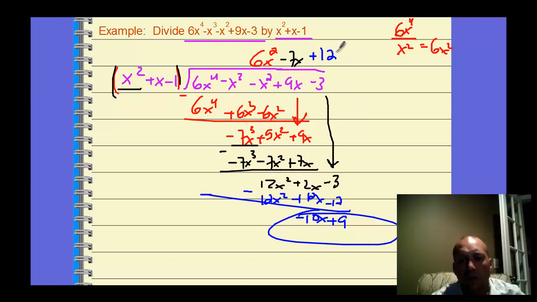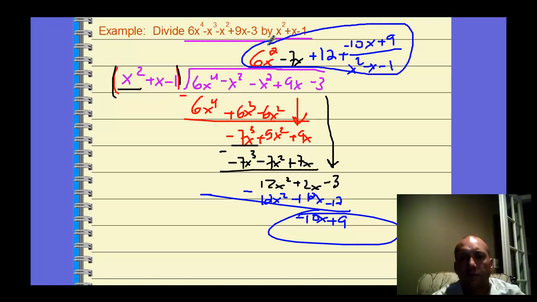So then we're going to have plus negative 10x plus 9, divided by our divisor, the x squared plus x minus 1. So this will be the final answer.